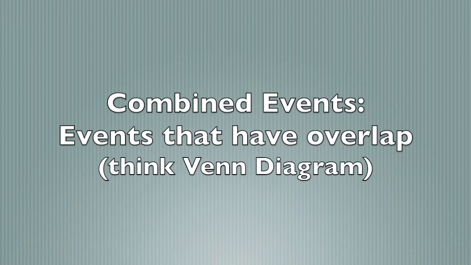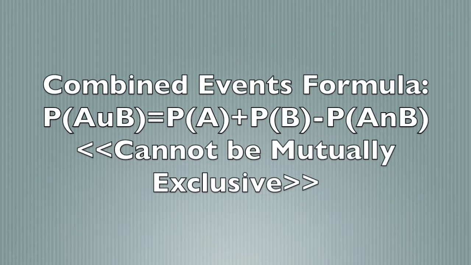Next is the combined events equation. Combined events are events that have overlap. For example, a student can either take music class or technology class. The combined event would be a student taking both music and technology. The combined events formula is the probability of A or B equals the probability of A plus the probability of B minus the probability of A and B.